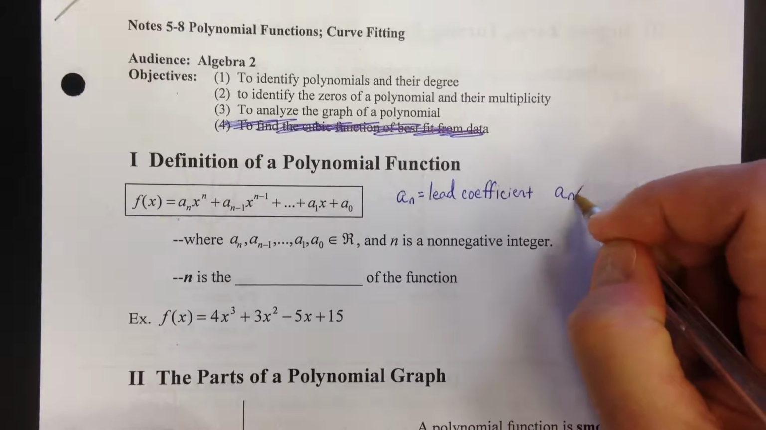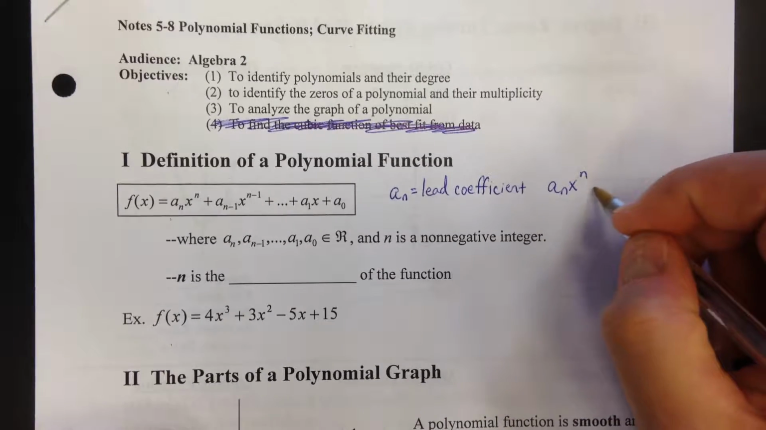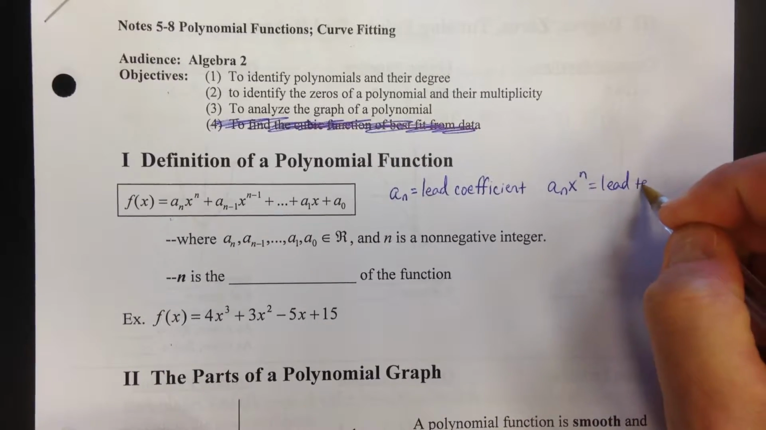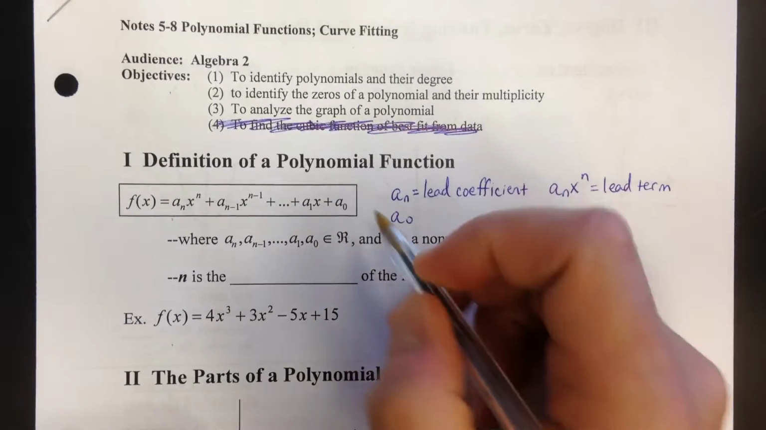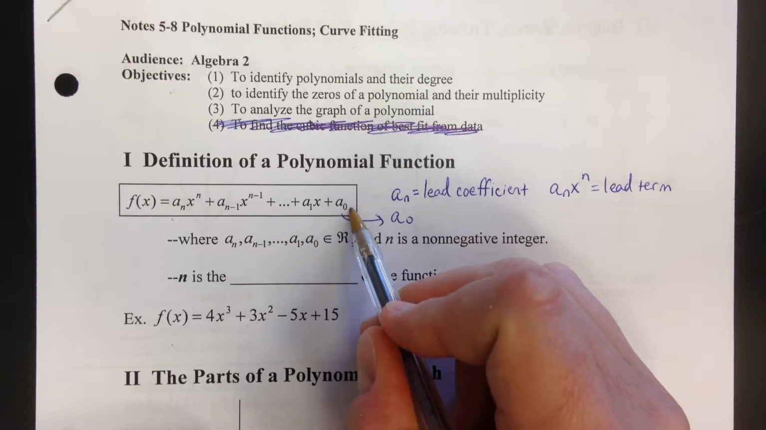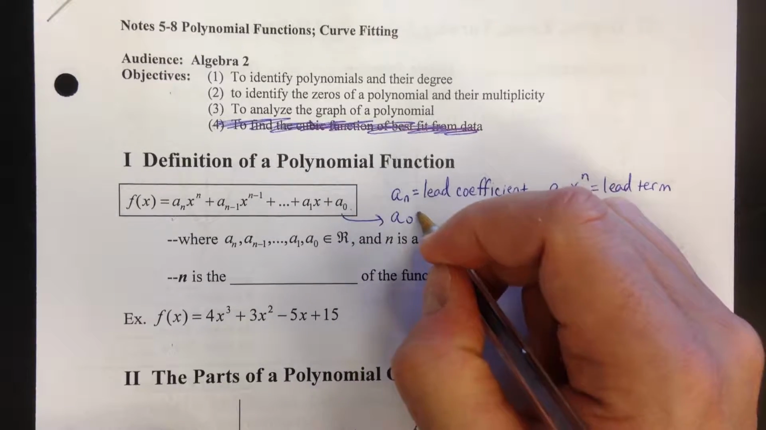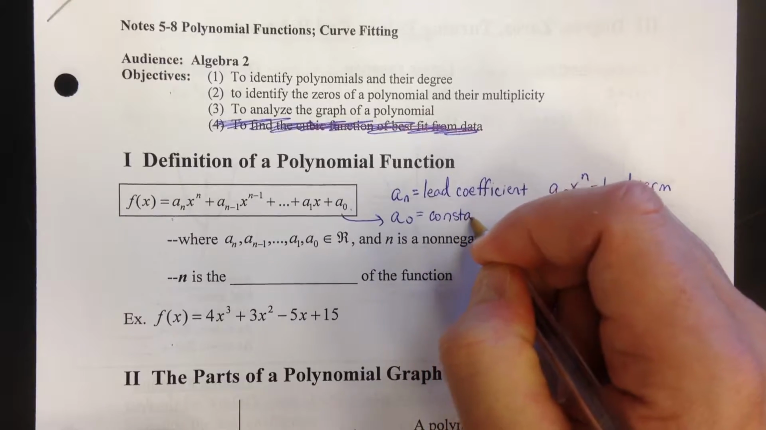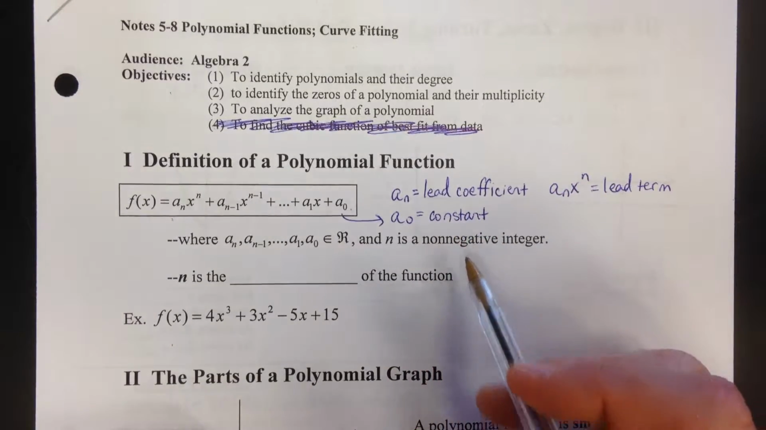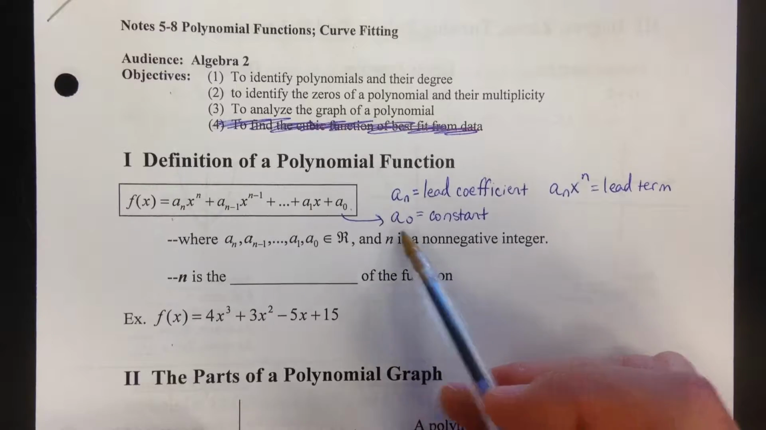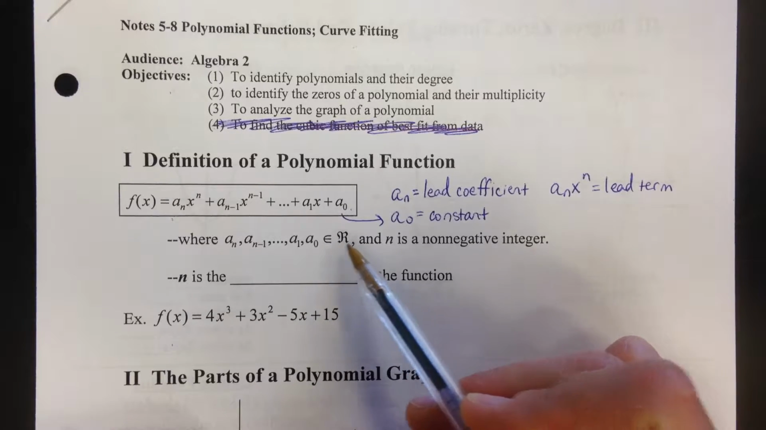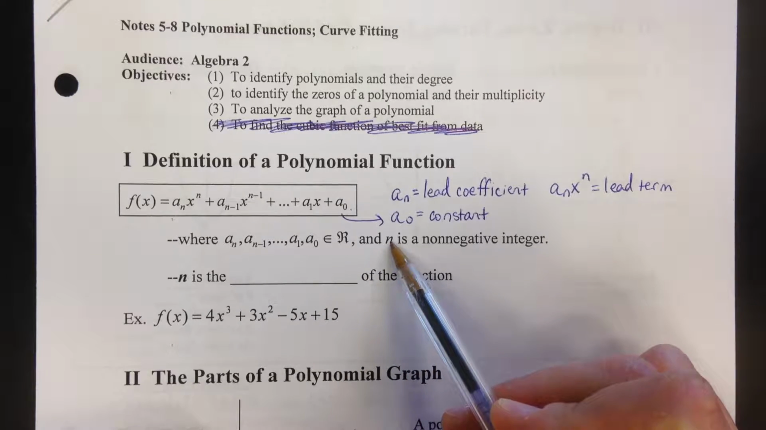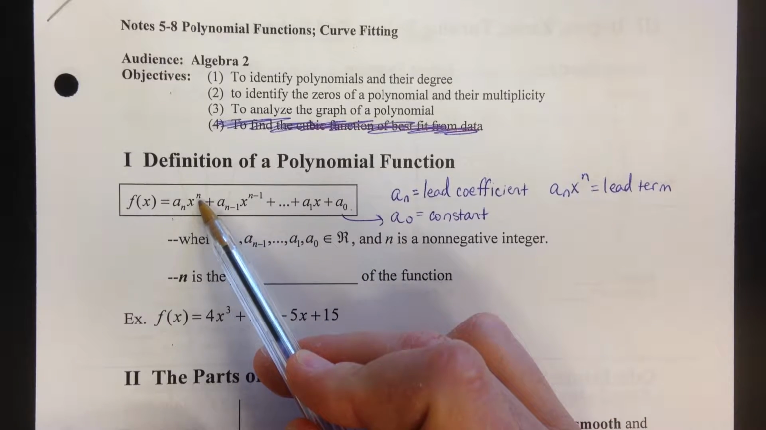A sub n times x to the n is what we call the lead term. That's the first term. A sub 0, the last term, notice there's no x there. That's because that's the constant. A sub 0 is what we call the constant. So all of those a's are just numbers. Okay, a sub n minus 1, they're elements of the real numbers, and we're also assuming that n is a non-negative integer. So n, notice those are going to be your exponents.